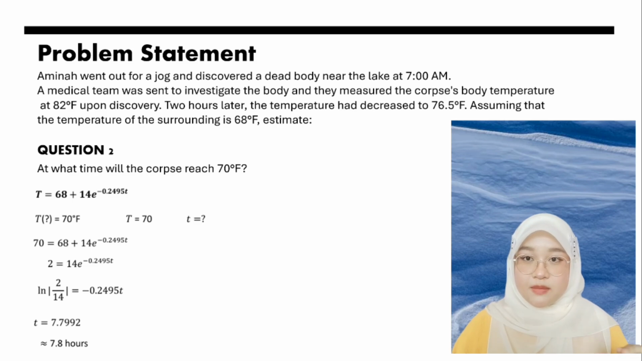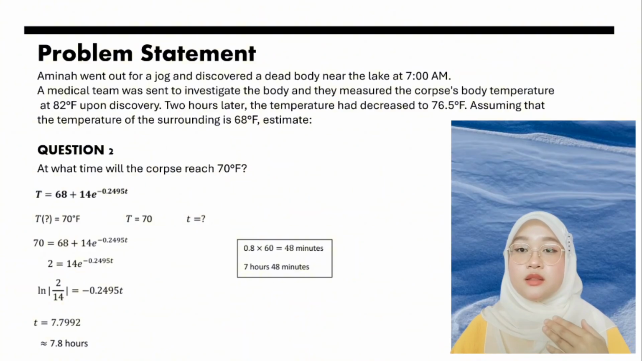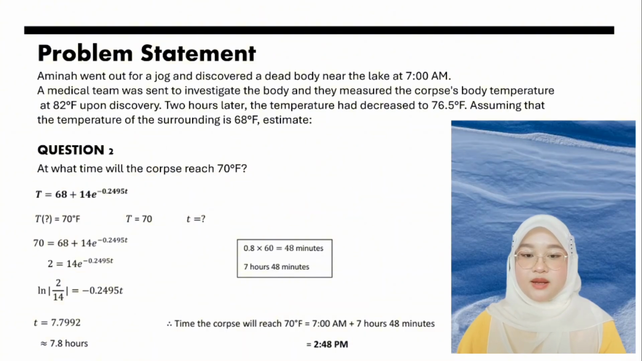To get hours and minutes, we have to calculate 0.8 times 60. Therefore, we will get 48 minutes. So the time it took for the body temperature to reach 70 degrees Fahrenheit is 7 hours and 48 minutes. So we will find the time 7 a.m. plus 7 hours and 48 minutes. Therefore, we will get 2:48 p.m.